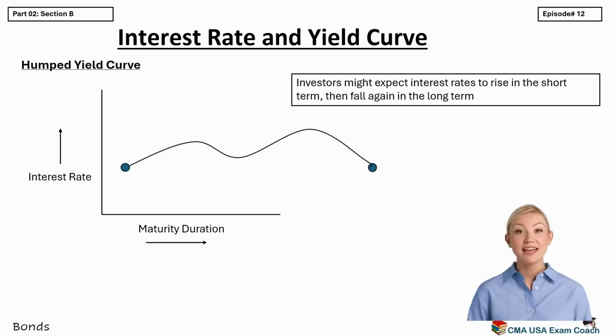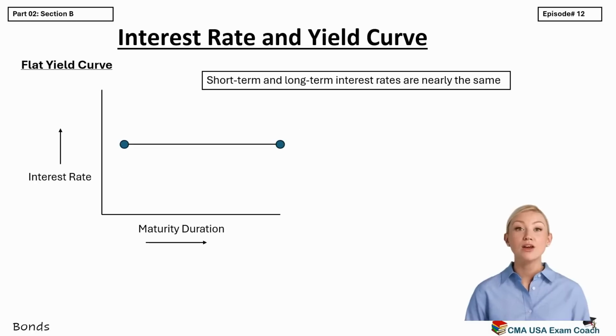3. Flat yield curve. In a flat yield curve, short-term and long-term interest rates are nearly the same. The curve appears almost horizontal. What does it indicate? A flat curve typically appears during transitions in the economy, especially when the market is uncertain about future growth. It may suggest that investors expect interest rates and economic conditions to remain stable in the near term, or it may signal an upcoming economic slowdown.